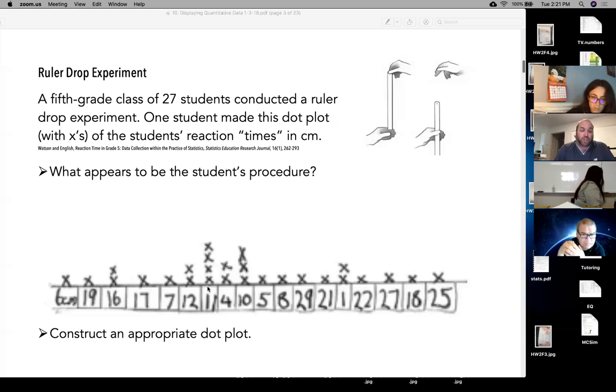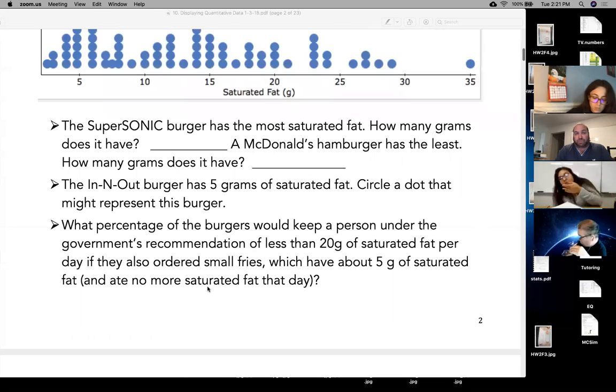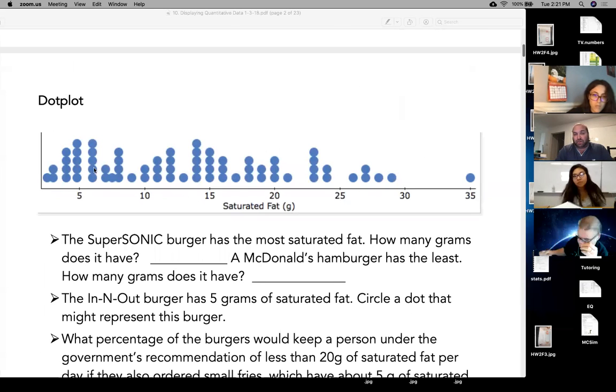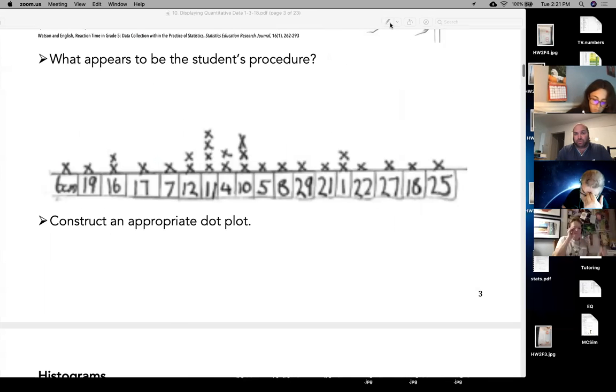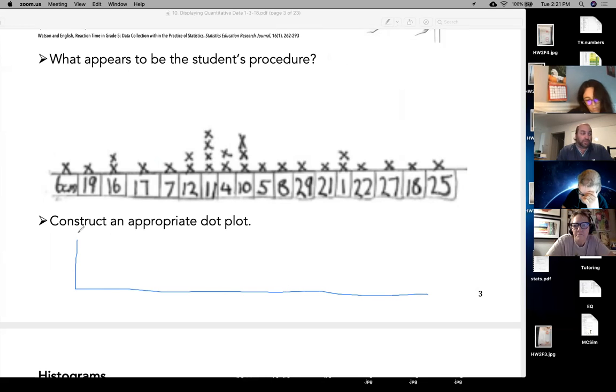But this is not a good dot plot because a dot plot should be on a nice scale, lowest to highest, correct? So if I were to redo this dot plot, what would I do? Maybe put the numbers in order. Yeah, certainly put numbers in order. That's basically the whole idea, right? So the lowest number is 4, right? The lowest number is 4.